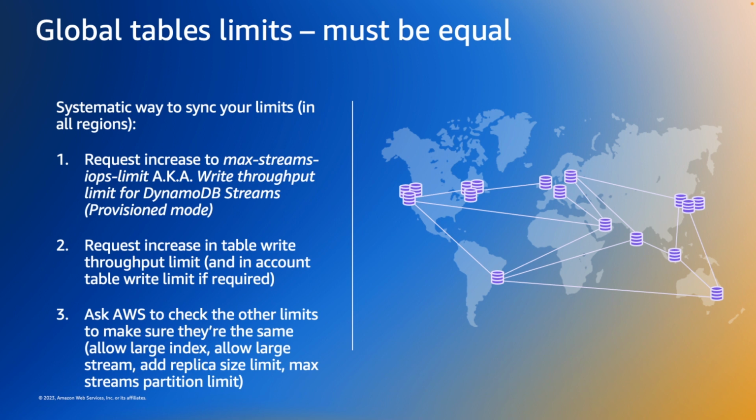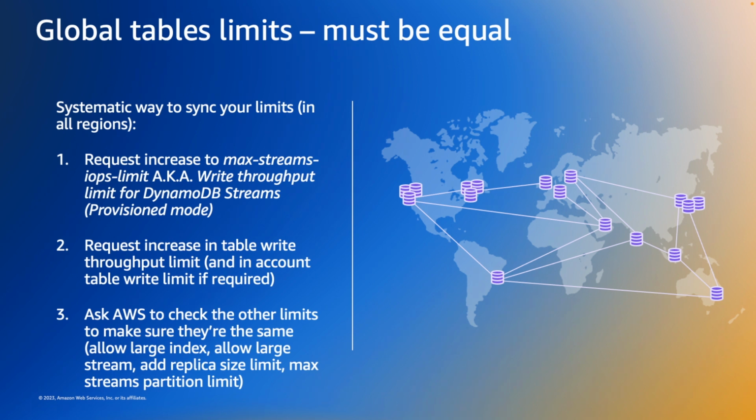So when you're adding a replica to a new region or you're making a global table spanning multiple regions, if you have non-default limits, meaning your table write throughput limit, which is normally 40,000 units, has been raised, you need to get the max streams IOPS limit raised first to that level or above. Only when that is done, you follow up with the second support case, or really make something to service quotas, and request that the table write throughput limit be increased. Those must be done in exactly that order, otherwise you'll receive errors, so please follow this guidance.